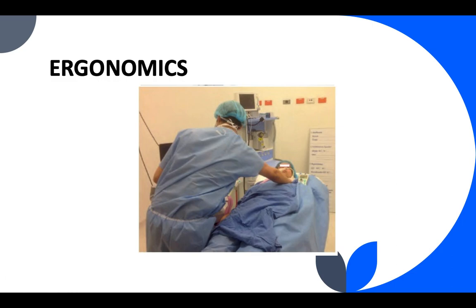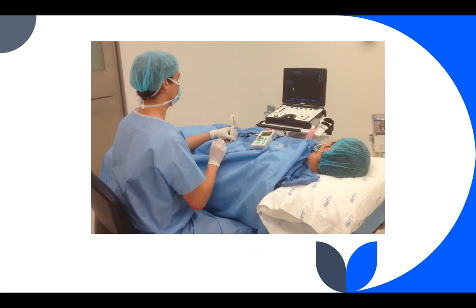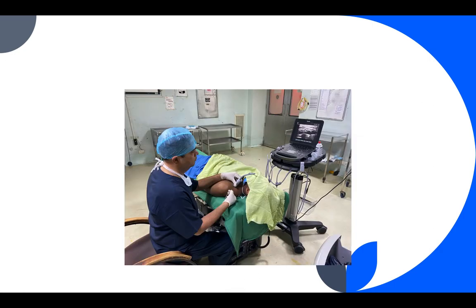Next important thing is ergonomics. You have to be comfortable while giving the block. It should not be like this, that your probe is on one side and you are looking on the other side. You should be comfortably sitting on a chair and giving the block, or else you can stand and give the block. You must be comfortable while giving the block. Here you can see I am sitting on a chair and giving a supraclavicular block.